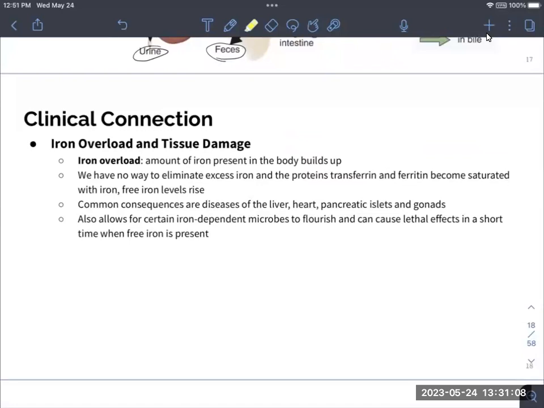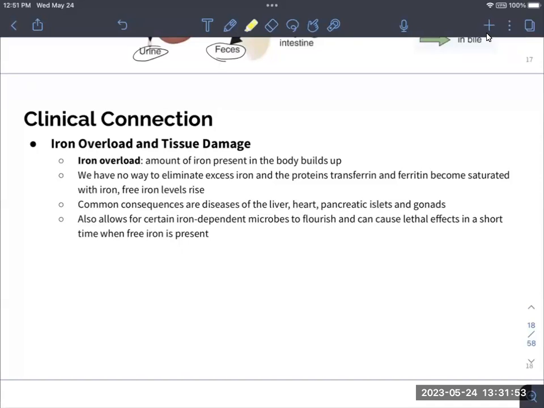So what happens if our body has too much iron? It can happen. People who take iron supplements who don't need to be taking iron supplements can end up with an iron overload. We don't really have a good way to get rid of excess iron. That transferrin protein that takes iron around the body, and that ferritin that stores iron, get all used up. There's none left. So we have a lot of iron left in our system.